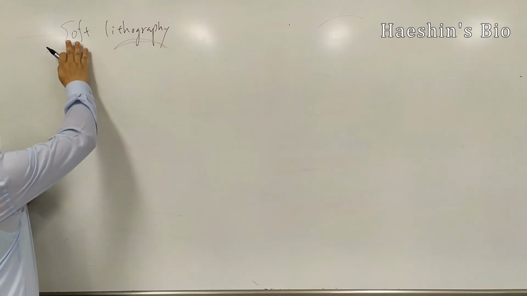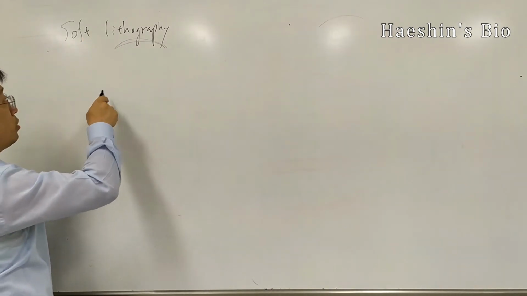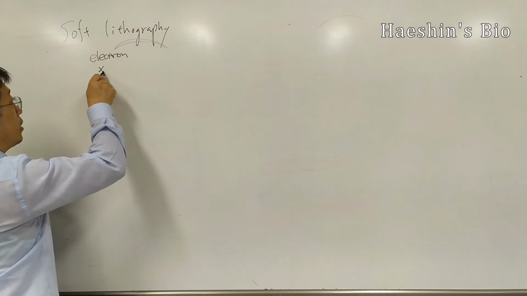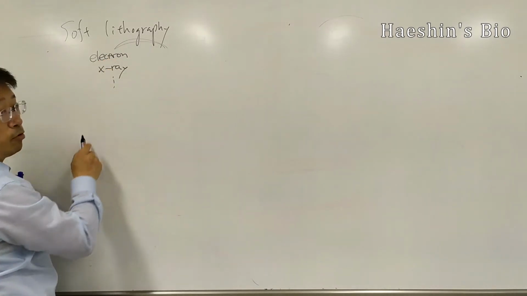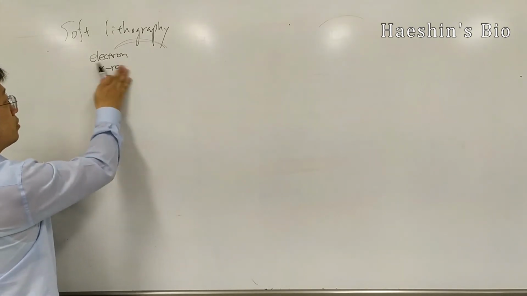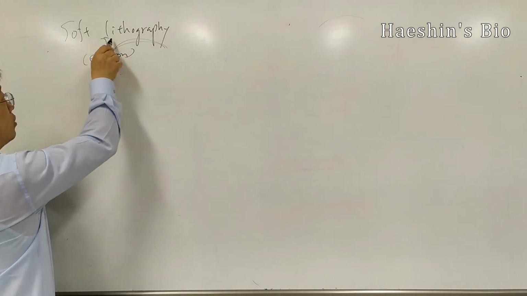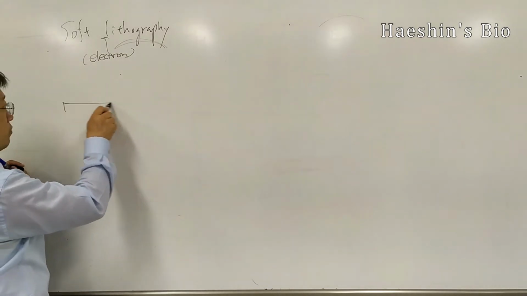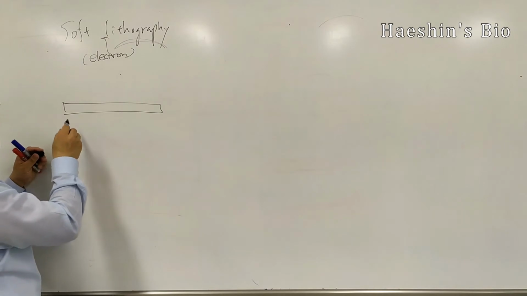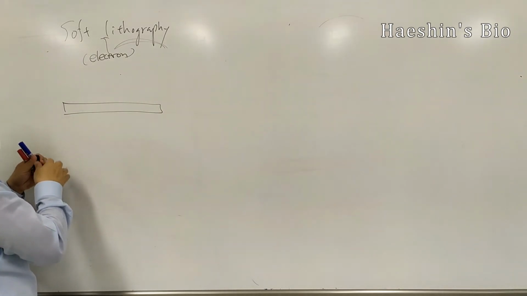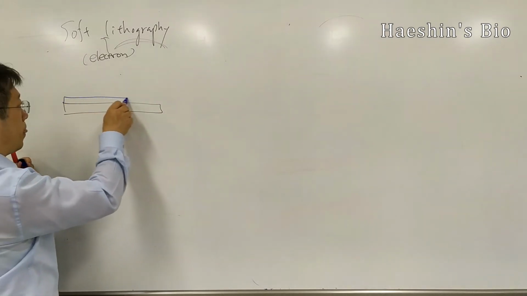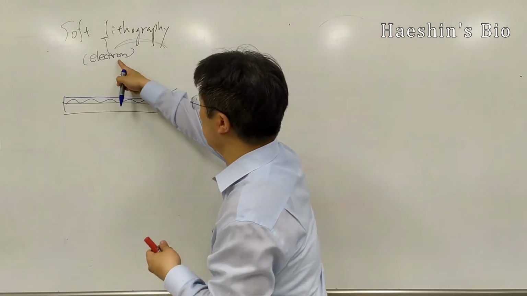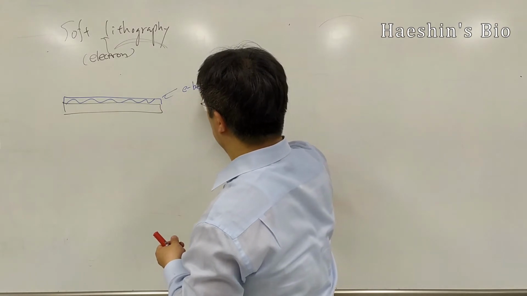If you have soft lithography, you use a photon, but it can be an electron, or it can be X-ray, whatever light source you have. Say if you have electron lithography, it means you have everything the same, but the light source is electrons. For example, you have the polymer layers. In this case, this is E-beam. This is the electron beam.